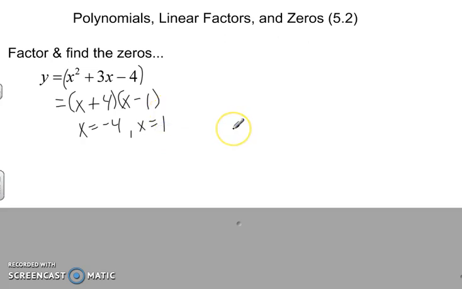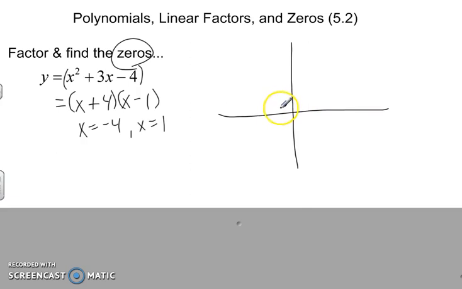So the connection I want you to make is really with the graph here as well. A zero of the graph looks like this. It's where the y value is 0. So 1, 2, 3, 4. This is the x-axis, and 1. So there's going to be a solution at negative 4 and a solution at 1. The ordered pair there would be (1, 0), and the ordered pair there would be (-4, 0).